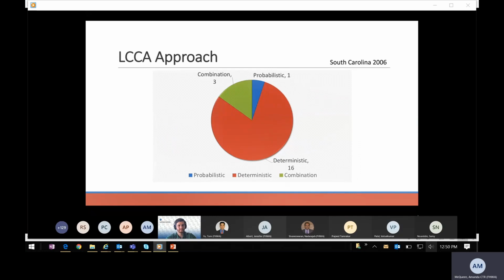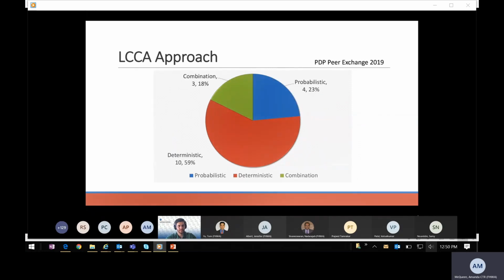Next slide. You can see the PDP information here. Go ahead to the next slide.